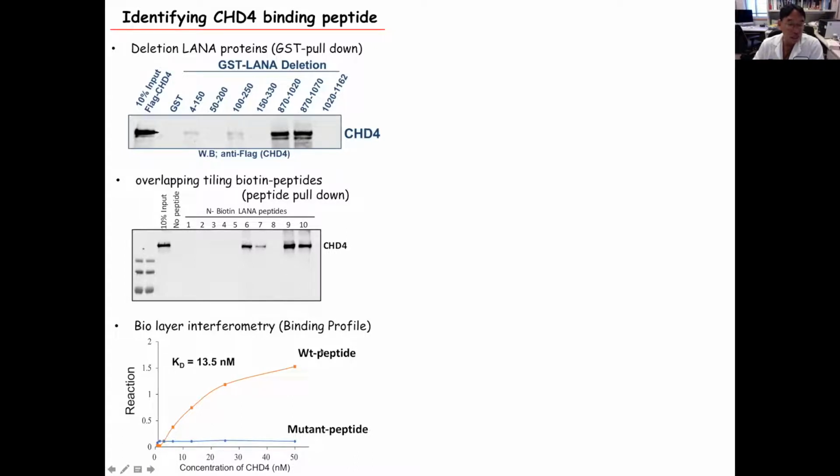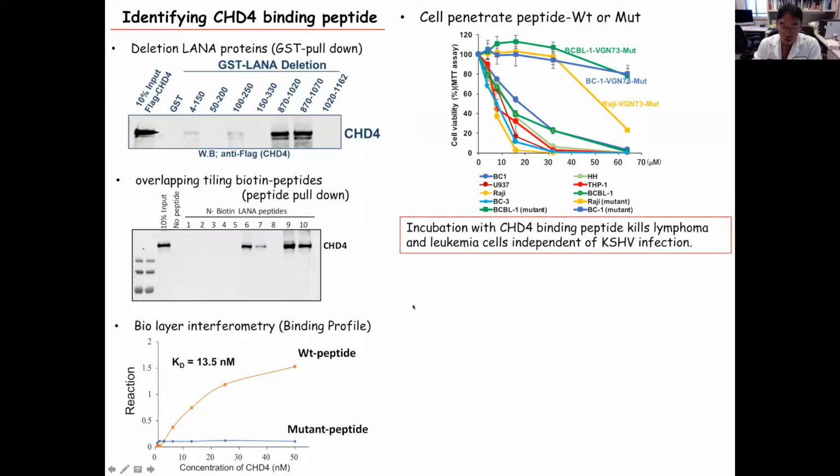And then we looked at the peptide and CHD4 interaction with BLI, and we found that they interact very tightly. Then we fused this peptide with a cell-penetrating peptide to introduce it into the cancer cell line. What we see is that by introducing this peptide into the cell, incubation with the CHD4 binding peptide kills lymphoma, which is independent of KSHV infection. So what we think is that this peptide binds CHD4, inhibits CHD4 function, which leads to cancer cell death.